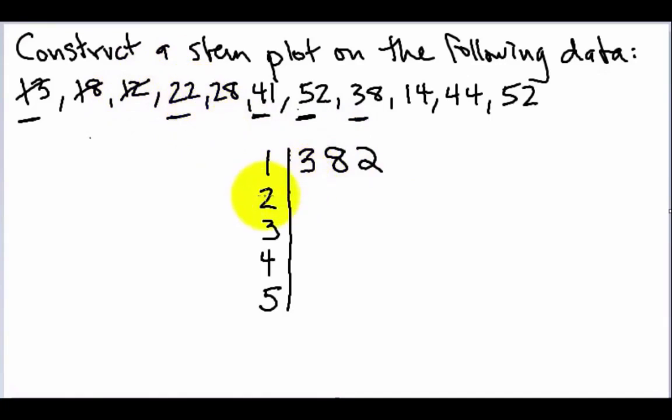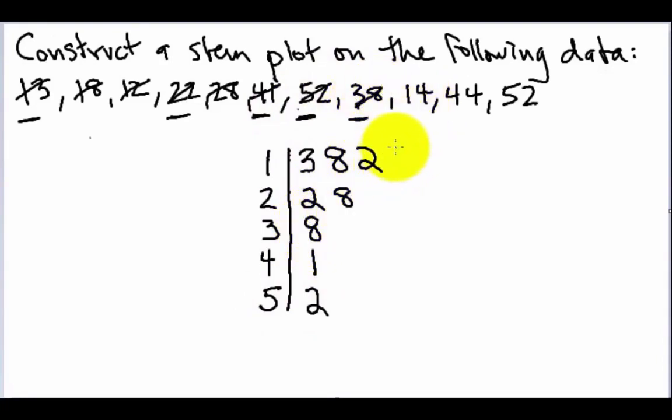22 is next, so that's going to go in the 20s. We write a 2. That's 22. Then we have 28. So I write an 8 here, and try and line these values up vertically. I'll draw a line through that. Next we have 41, so I'm going to write a 1 there. Next is 52, so I'm going to write a 2 here. 50 plus 2 is 52. 38 comes next, so I have an 8 here.